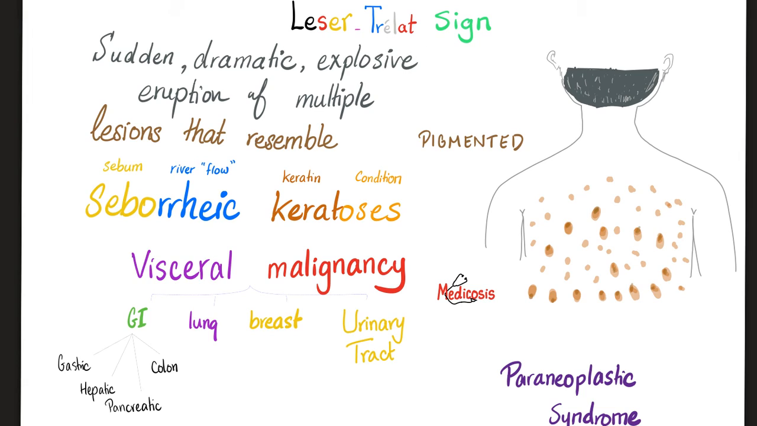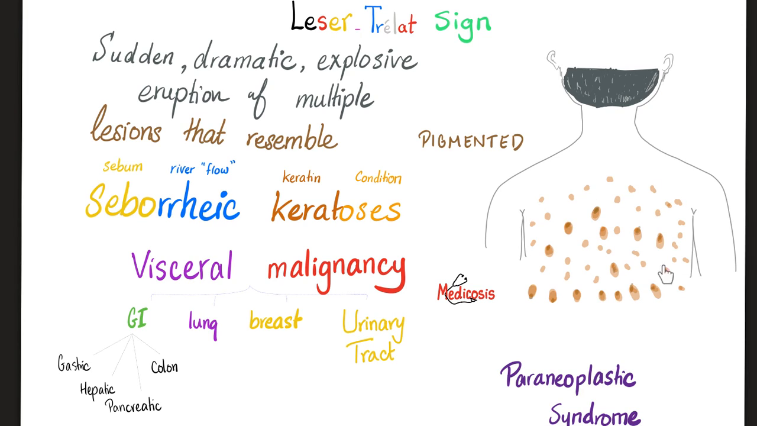One of the classic signs of cancer of the gastrointestinal tract or alimentary canal, whether I have stomach cancer, liver cancer, pancreatic cancer, or colon cancer, is something called Leser-Trélat sign. What is this? It is sudden, dramatic, explosive eruption of multiple lesions that resemble seborrheic keratoses. But not just one seborrheic keratosis, but many. What is a seborrheic keratosis? Well, think of it as a stuck-on lesion, brown like this. But not just one, here we have many.